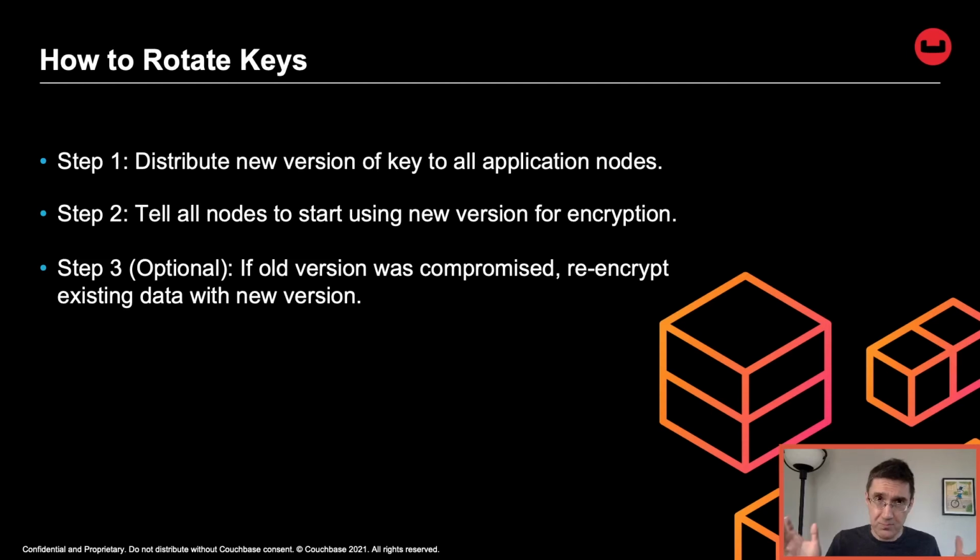So how do you do it? The first thing you want to do is make sure that this new version of the key is available to all of your application nodes. Because what you don't want to have happen is for one node to get the key and start encrypting new values with it, and then another node to try to decrypt it and say, hey, keyring, where's that key?